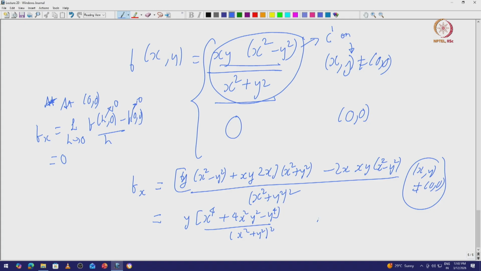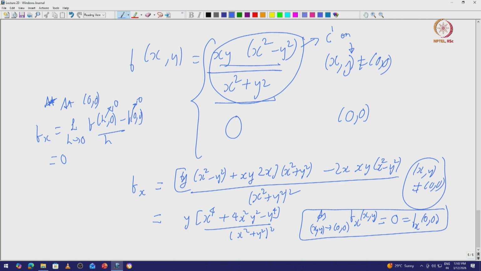Now, as (x, y) goes to (0, 0), what can we say about fx? The claim is this is actually equal to 0. How does one prove such a claim? This is not obvious. So how do you prove such a claim?